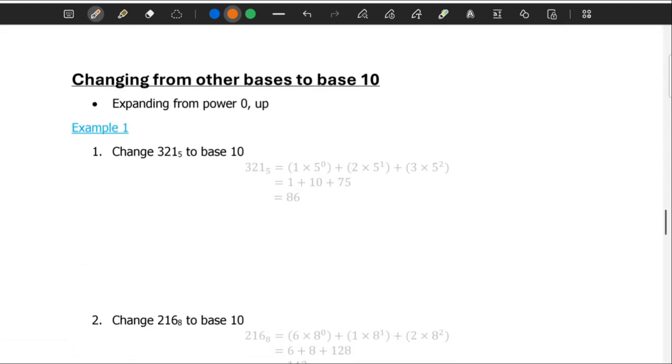And the next part is about changing from other bases to base 10. For example, we are given 321 to base 5, change it to base 10. What happens is you have to expand using the base, expand using the base to its powers, and then you simplify.